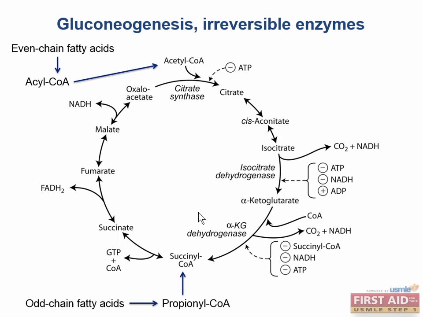Even chain fatty acids, however, cannot be used as a glucose source, since they can only be broken down into acetyl-CoA, which then disappears as CO2 by the time it reaches oxaloacetate. So we're losing CO2 molecules, we're losing those carbon groups.